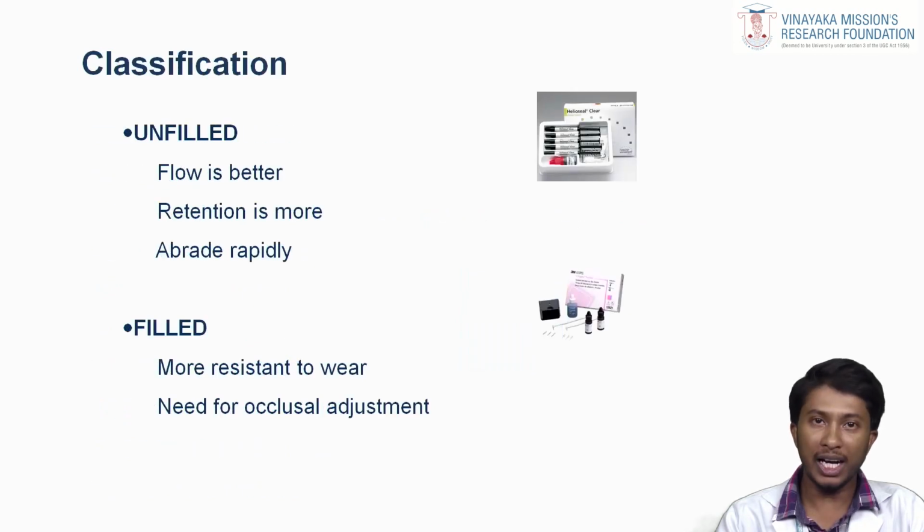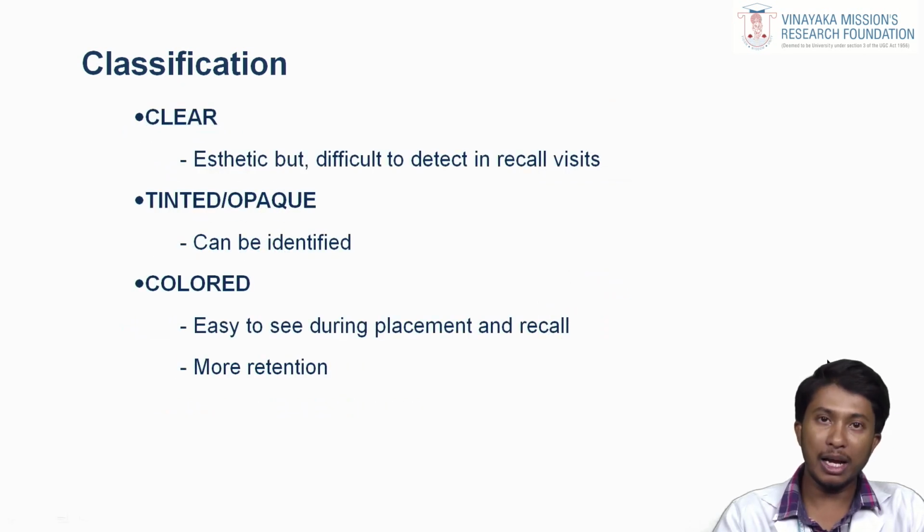According to the filler content, sealants can be classified as unfilled and filled. Unfilled has better flow and more retention, and filled is more resistant to wear but needs occlusal adjustment. According to color, they can be classified as clear, which is aesthetic but difficult to detect in recall visits, and tinted or opaque, which can be identified easily. Another type is colored, which is easy to see during placement and recall, and it has more retention.